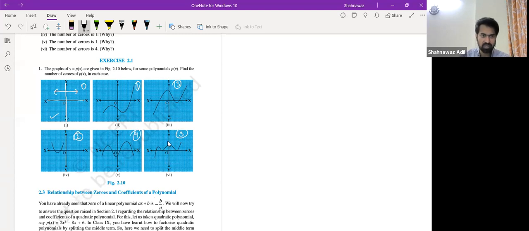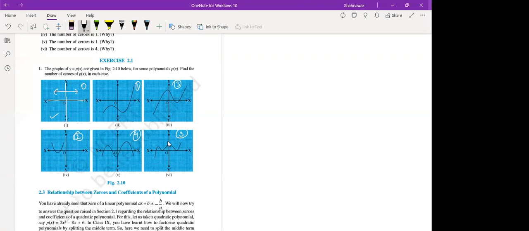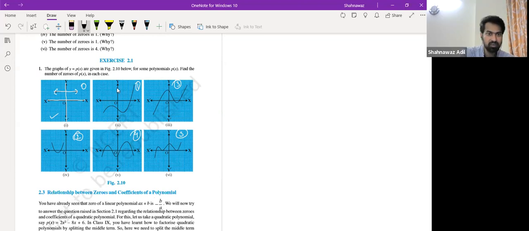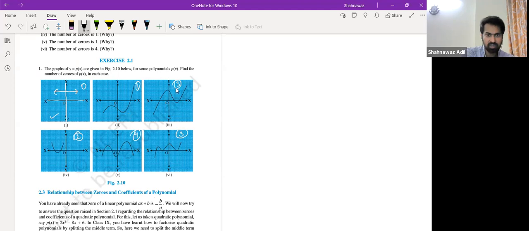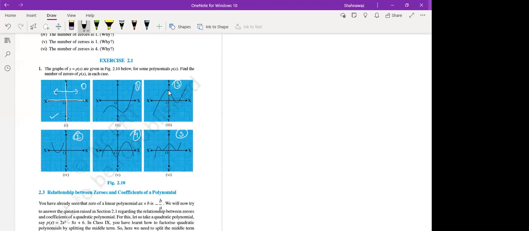Do you have any doubt in this first exercise? We can ask about the y-axis also. The y-axis doesn't give you the zeros of the polynomial, right? On the y-axis, P(x) has some value. It is not 0, right? So we don't count the points where it cuts the y-axis. This is not the 0.